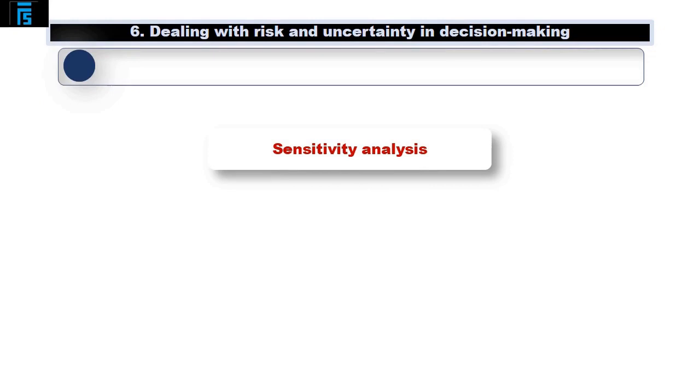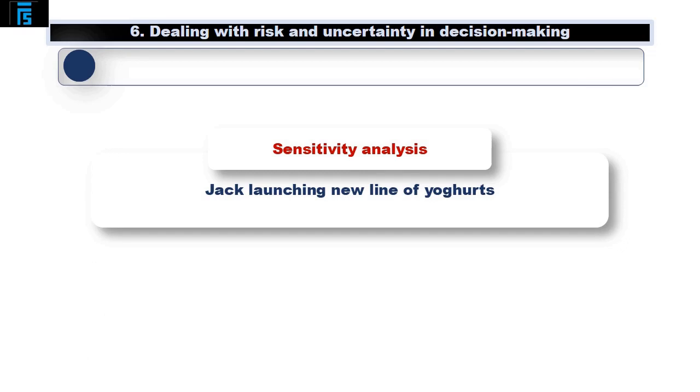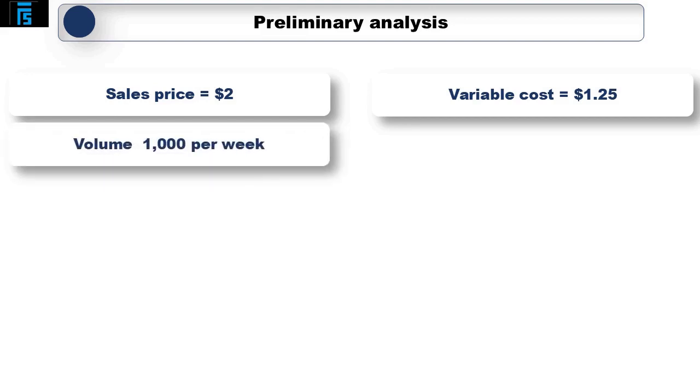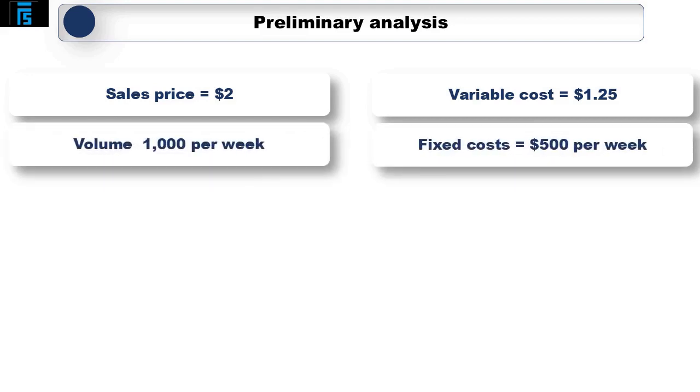Imagine Jack, who owns a sandwich shop, is considering launching a new line of yogurts to sell as desserts. He's done his preliminary analysis as follows. Sales price, $2 a yogurt. Variable cost, $1.25 a yogurt. Volume, 1,000 per week. And fixed costs, $500 per week.